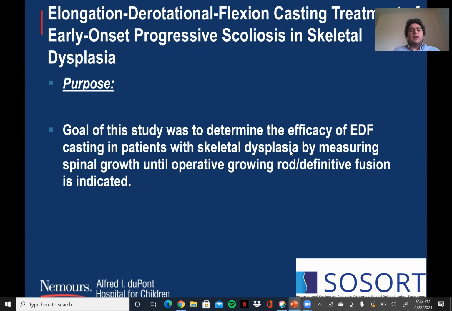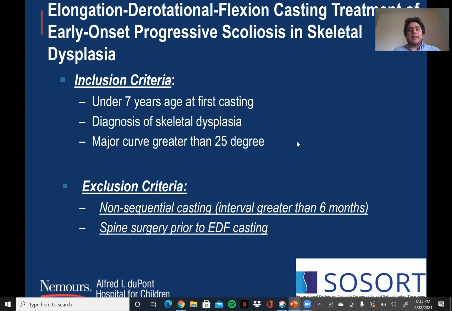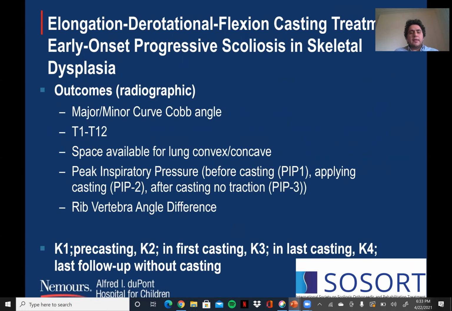The purpose of the study is to determine the efficacy of EDF casting in patients with skeletal dysplasia by measuring spinal growth until operative growing rod treatment or definitive fusion is indicated. Inclusion criteria: patients must be under 7 years old, diagnosed with skeletal dysplasia, with a major curve greater than 25 degrees. Exclusion criteria: non-sequential casting and spine surgery prior to EDF casting.